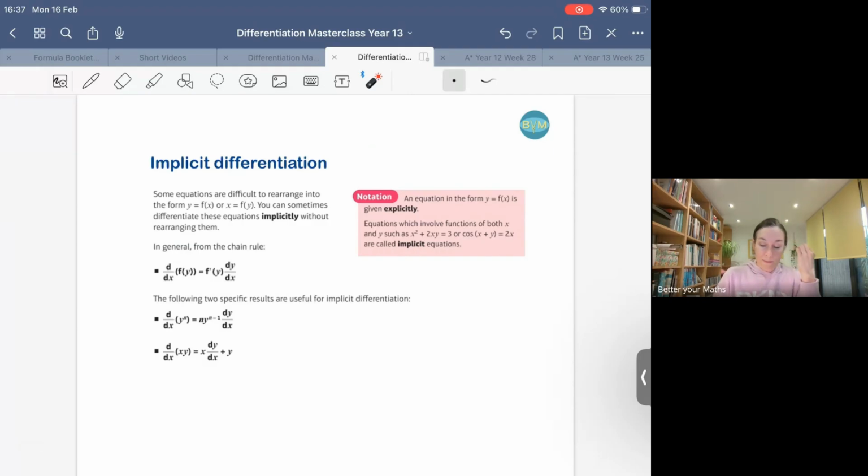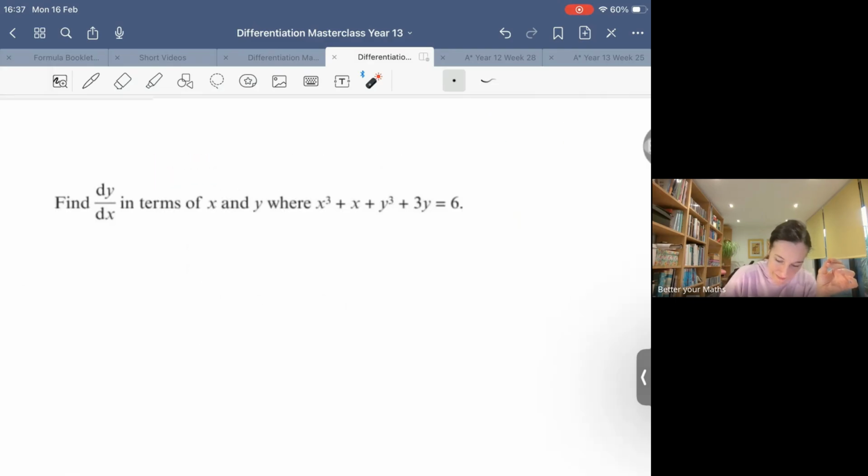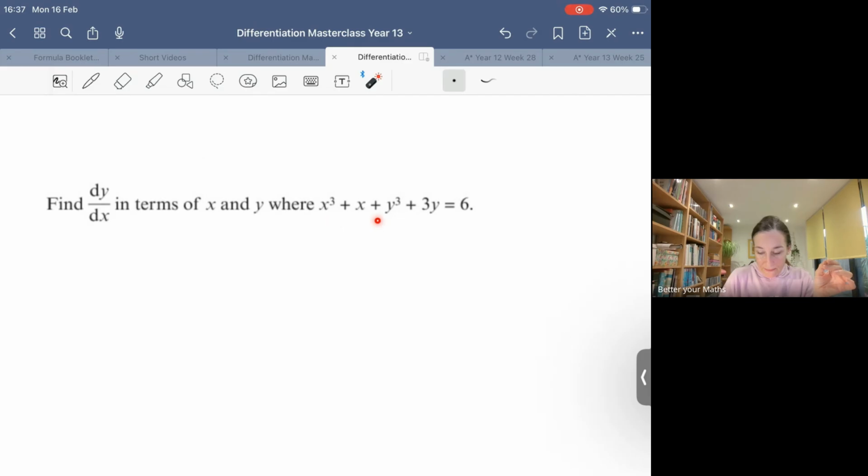Now, implicit differentiation. Implicit differentiation is when we have a function where the x and the y are so mixed together that it's very difficult to make y the subject or even x the subject. And then we are using the chain rule, even if it doesn't look like we are doing the chain rule. So when do we do that? So let me show you. A function like this one.